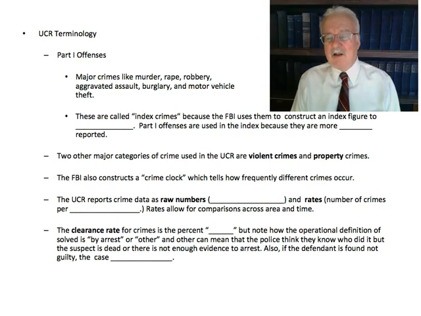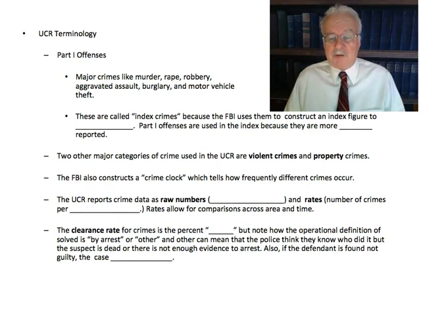So by taking the total number of crimes committed and figuring out over the course of a year, dividing the number of crimes by seconds, hours, or days, you find out how many of such crimes occur every day, every hour, every minute. And it gives you an idea about the frequency of the crimes. So that's an interesting descriptor. Now, the UCR reports data in two ways.